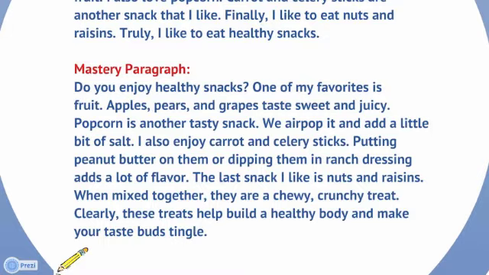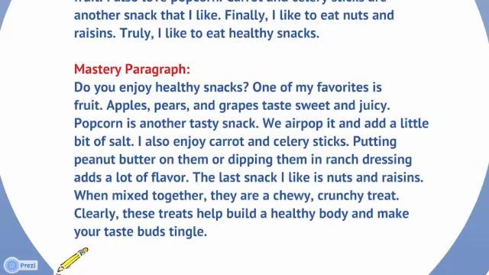So, not only are you seeing that you've got a more in-depth beginning and ending, you've also started to see a little bit more description. They're giving you more details. Instead of just saying, I like fruit, they're saying apples, pears, and grapes. Instead of just saying, I like popcorn, they're explaining that they air pop it. Instead of just saying carrots and celery, they talk about peanut butter and ranch dressing. So they're expanding on the details of the body sentences and adding to the paragraph, which is fabulous.